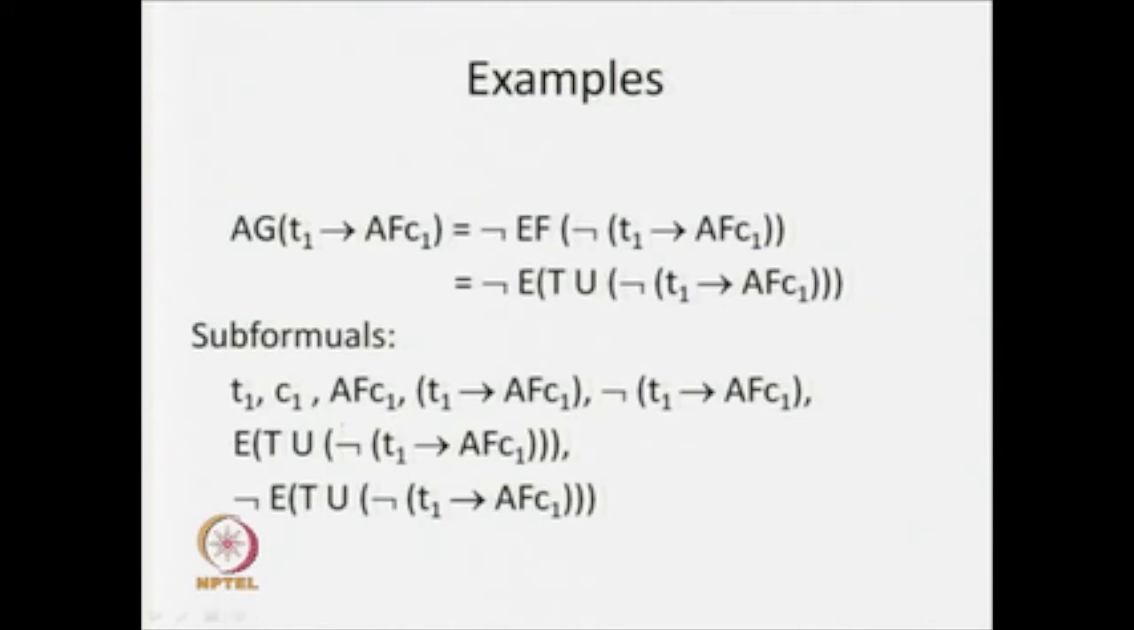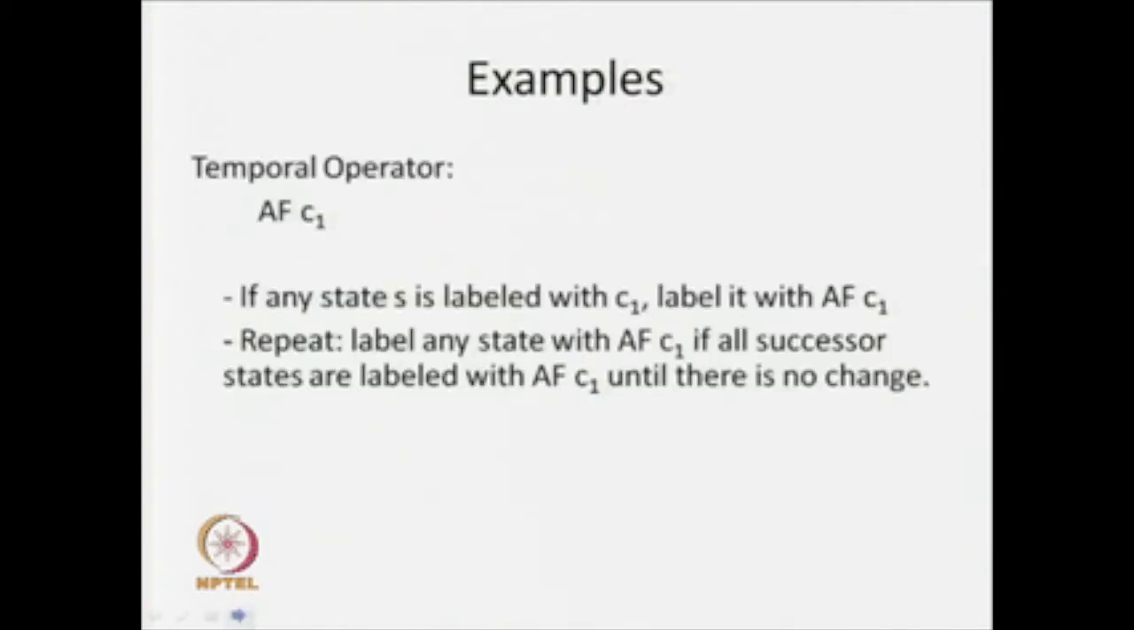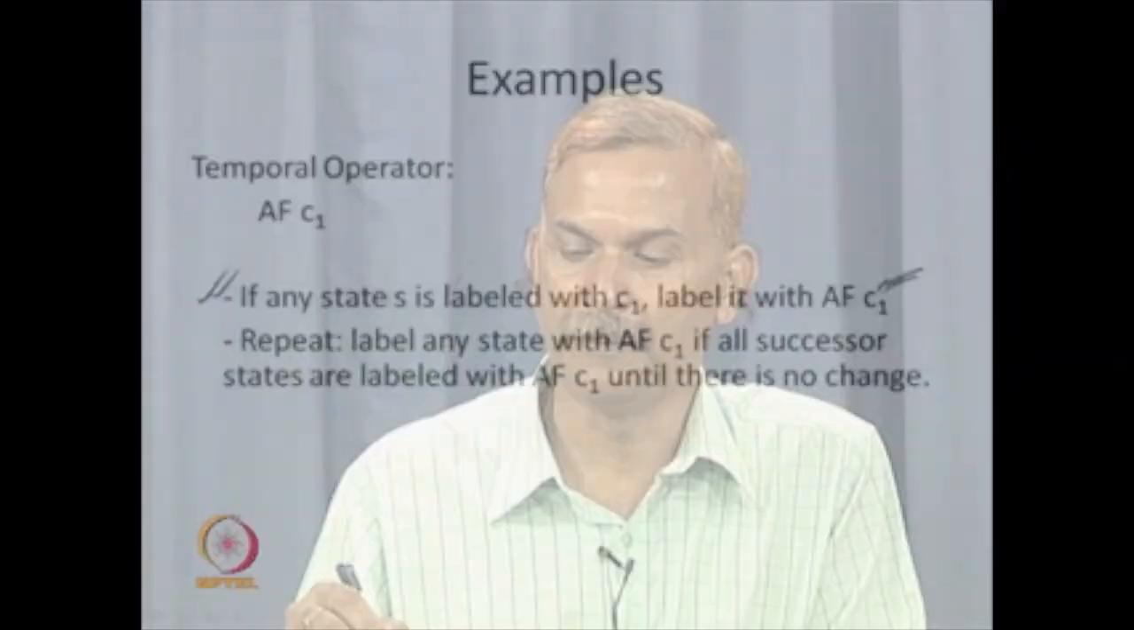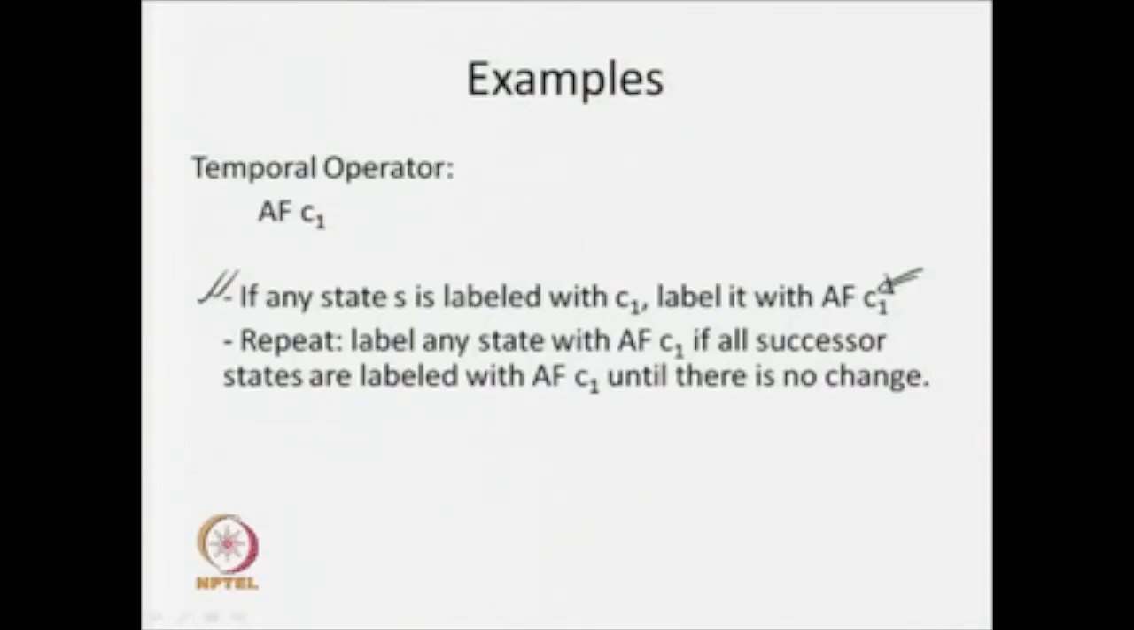Now, the next sub formula is AF C1. We know the set of states where T1 and C1 are true. Now, we will look for AF C1. So, what is the procedure for AF C1? For any temporal operator like this, we have two steps. The first step says that if any state S is labeled with C1, then label it with AF C1. That means wherever C1 is true, AF C1 is also true, because it comes from the semantics of future, because future includes the present scenario.